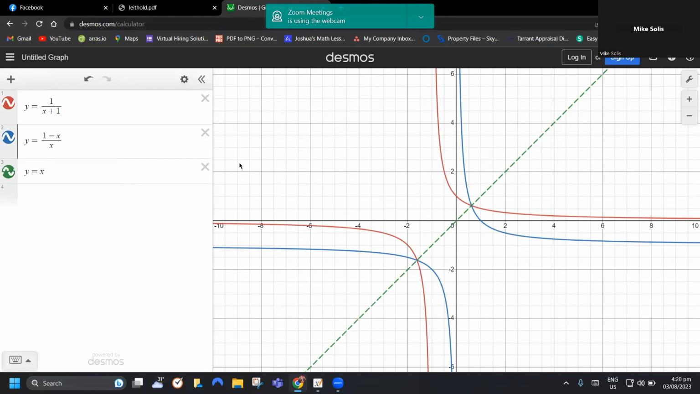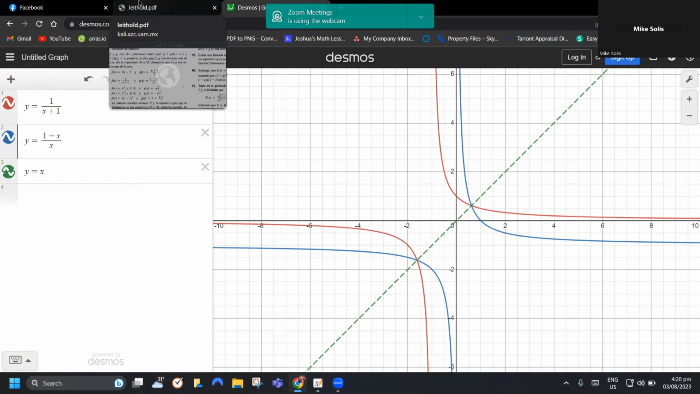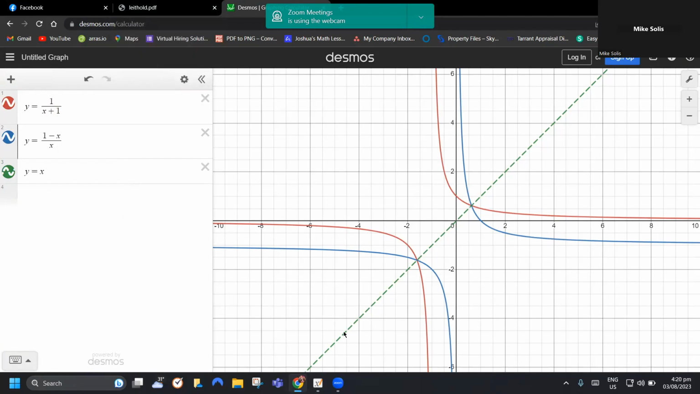Okay. Ngayon, tingnan mo yung symmetry nung graphs with respect to the y equals x line. Pansin mo, mirror images sila. Mirror images sila. You see? So reflection sila ng isa't isa along y equals x. Tingnan mo.